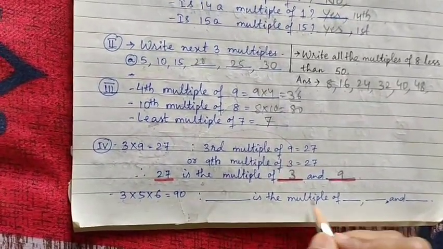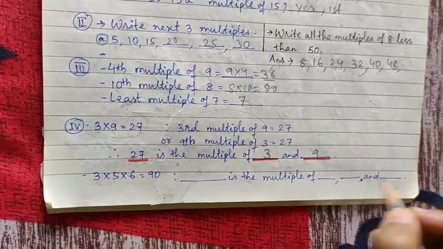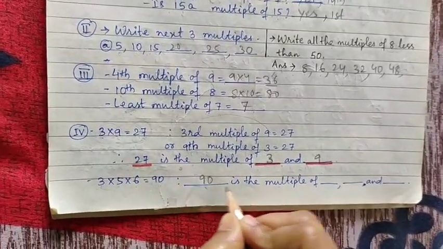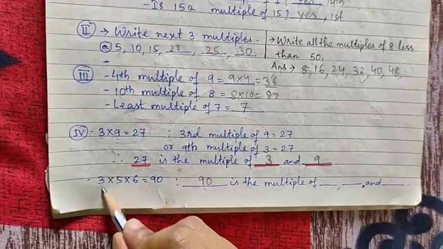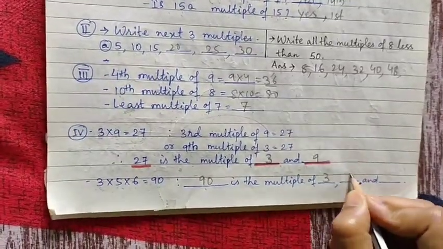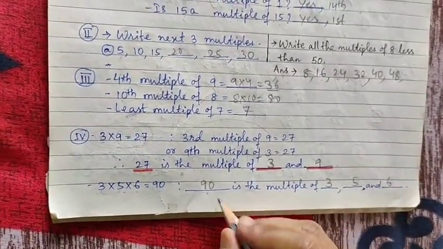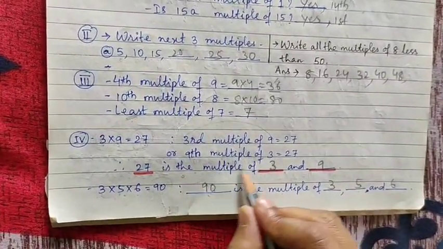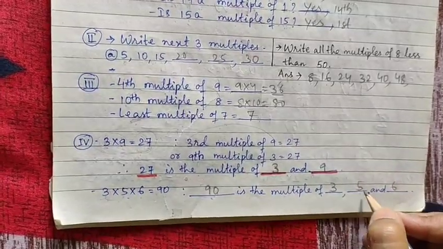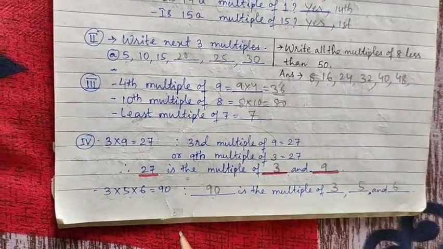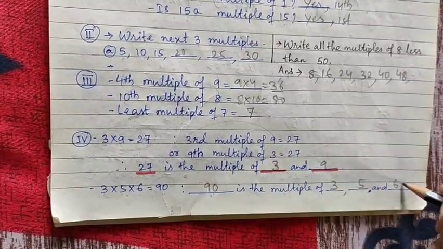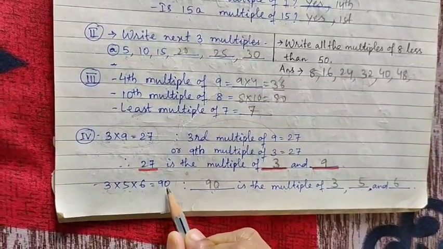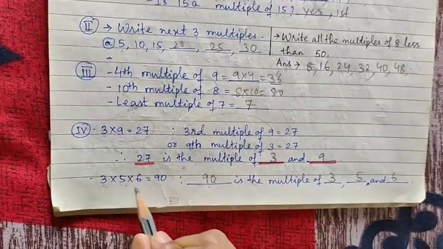So dash is the multiple of dash, dash and dash. So multiple कौन है? This is the bigger number, the product. So write 90 is the multiple of 3, 5 and 6. क्यों multiple है? Because 90 comes in the table of 3. 30 3s are 90. 90 also comes in the table of 5. 18 5s are 90. 90 is also the multiple of 6. 6 के टेबल में भी 90 आता है. 15 6s are 90. So 90 is the multiple of 3, 5 and 6.